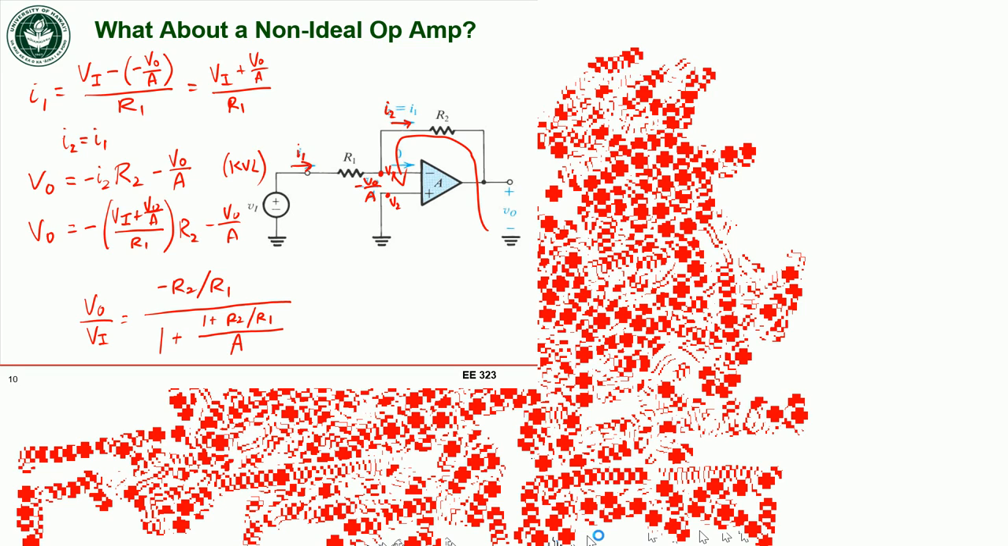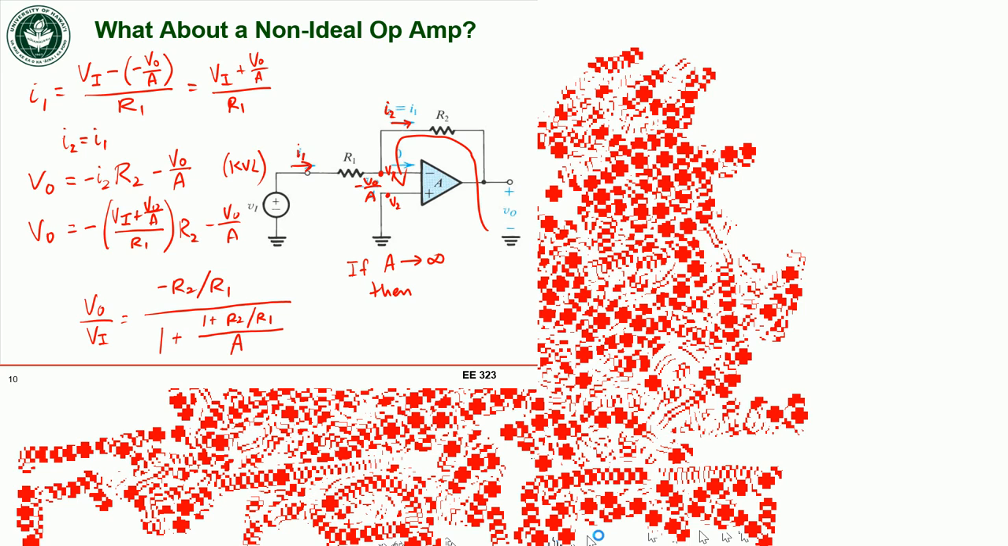Okay, so what happens if we go back to our ideal case, and A becomes infinite again? If this happens, then I get back my original equation. Because if A becomes infinite, the second term in the denominator just goes to zero. And so my gain goes back to being negative R2 over R1.